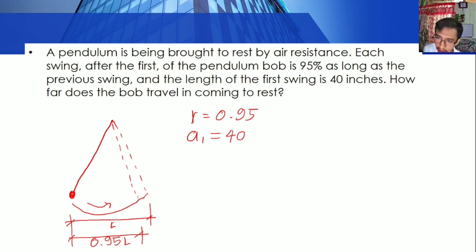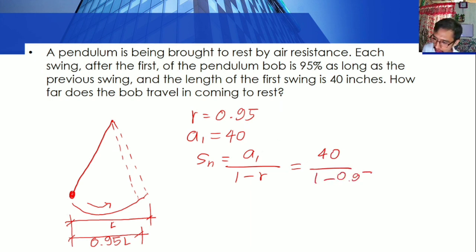So, yung total na tinravel ng pendulum natin hanggang tumigil siya. So, S sub n is equal to A sub 1 over 1 minus R. Substitute natin. So, A1, 40 over 1 minus yung R, which is yung 0.95. So, S sub n is equal to 800 inches. So, ito yung magiging final answer natin.